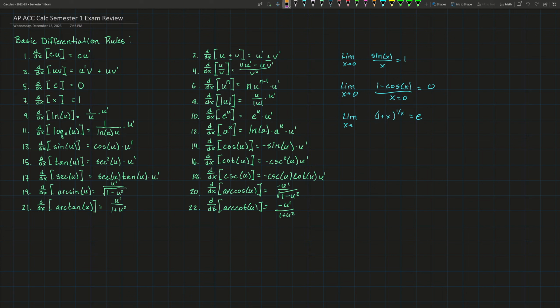Okay. Limit as x approaches 0 of sine of x over 5x. Great.